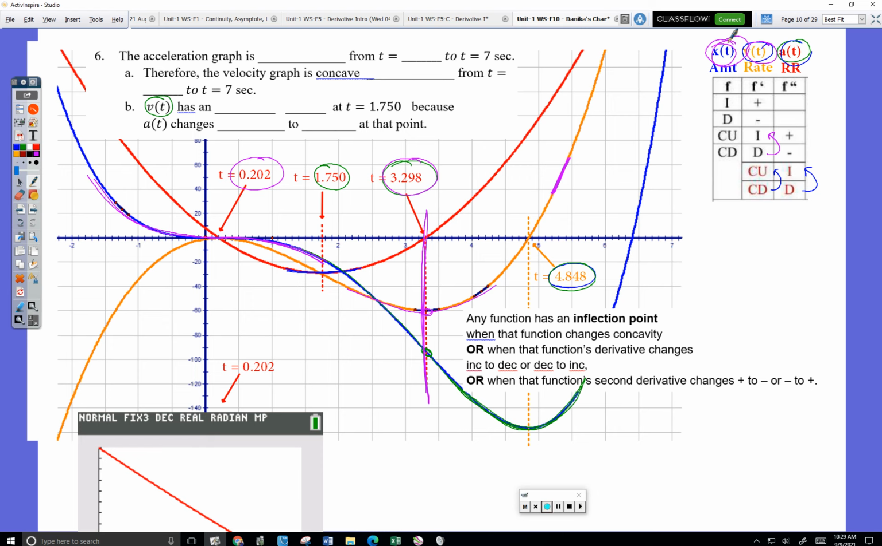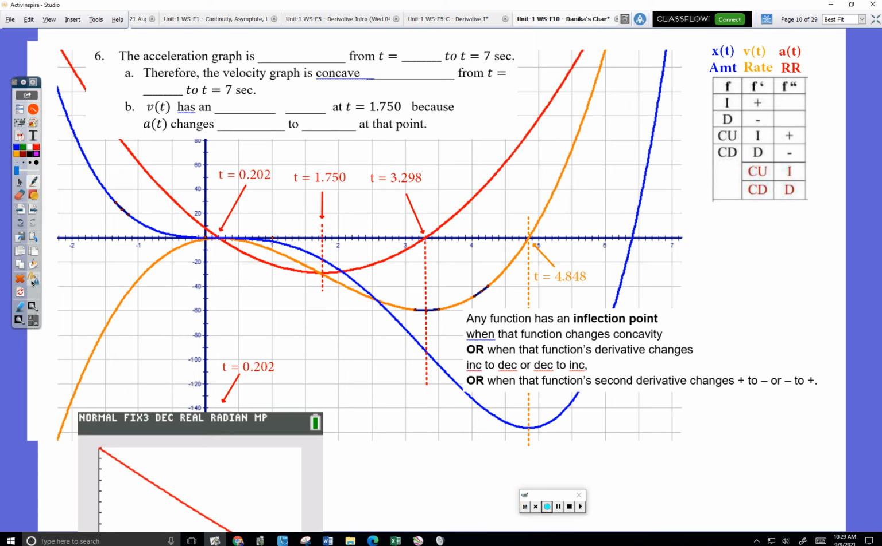Could an example on the test give you a velocity graph and then ask what the inflection point on the position graph is, so I can understand? Yep, that's the whole idea. A test question is not going to give you all three graphs. They're going to give you one.